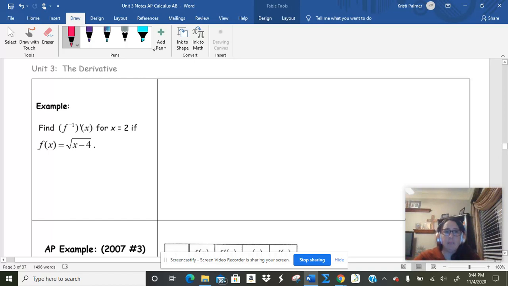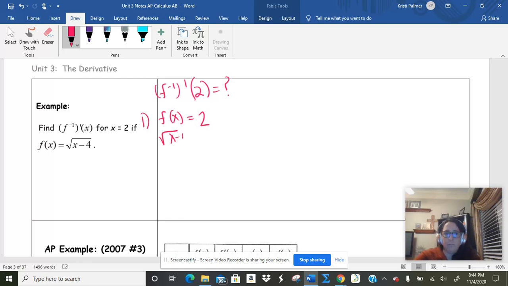So first step here, I'm looking for the inverse's derivative evaluated at 2. That's what we're trying to find. So the first step is to take the f of x and see where that is equal to. Solve for x. There's step 1. Step 2 is to find f prime of that number.